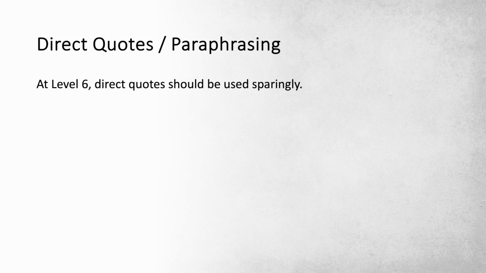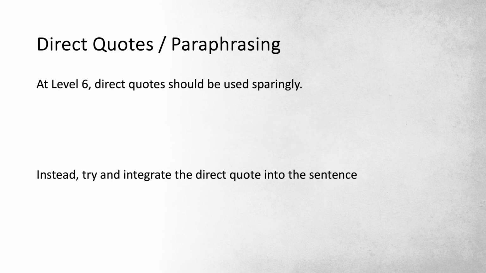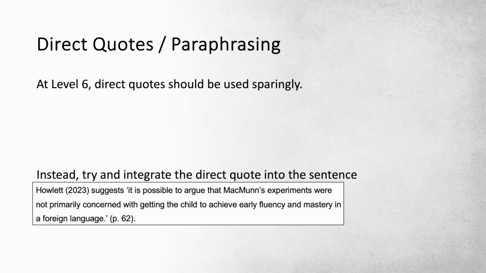Let's look at direct quotes and paraphrasing. So at level 6, direct quotes should be used sparingly. Firstly, avoid quote dropping. It's where you place a full quote in a sentence by itself. And here we have an example. We've placed a quote by Howlett in a sentence. A better way to go about it is to integrate the direct quote into the sentence. Howlett, 2023, suggests, here's the direct quote, it is possible to argue that blah blah blah blah blah, page 62.